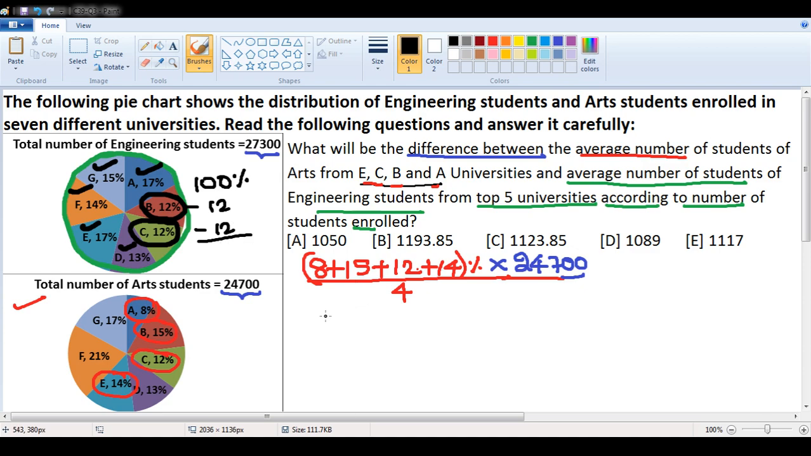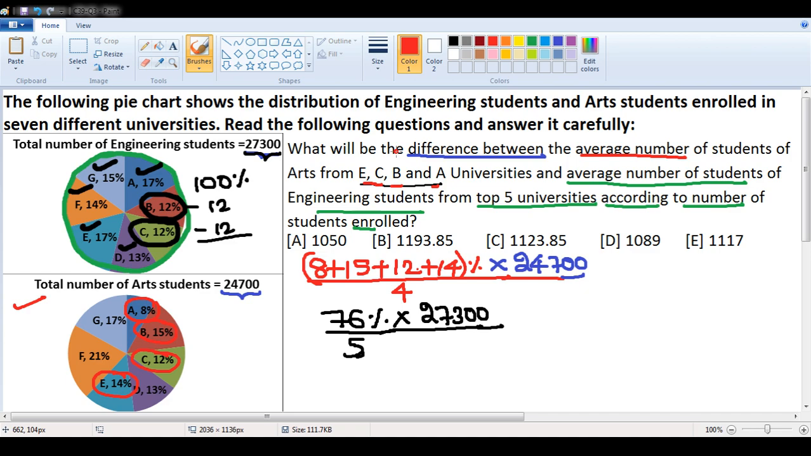100 minus 24 is 76 percentage, and because it is average, it is divided by 5, and because they want the exact value, multiply by the exact number, 27,300. Now your skill set of calculations again comes into the picture.